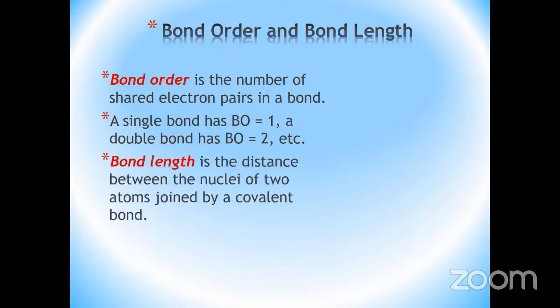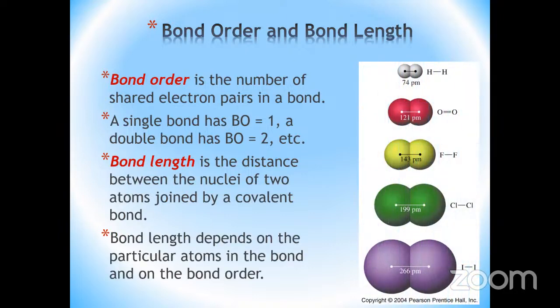Now the bond length is the distance between the nuclei of 2 atoms joined by a covalent bond, right? And the bond length depends on several things, not the least of which is the particular atoms that are involved in the bond and the bond order. So some examples of different bonds shown here. So the hydrogen to hydrogen bond, what time is it?